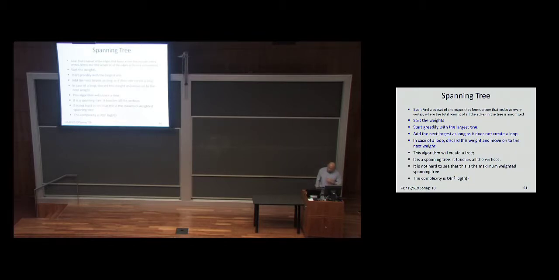If I do create a loop, I'm going to discard this weight and move to the next one. And I'm going to keep on going. It's not difficult to see that this algorithm will create a tree. It's a spanning tree in the sense that it touches all the vertices, and it's going to be the maximum weighted spanning tree. The complexity is n squared log n because of the sorting, basically. You knew it's going to be n squared because you touch n squared things. Because of the sorting, it's going to be n squared log n.